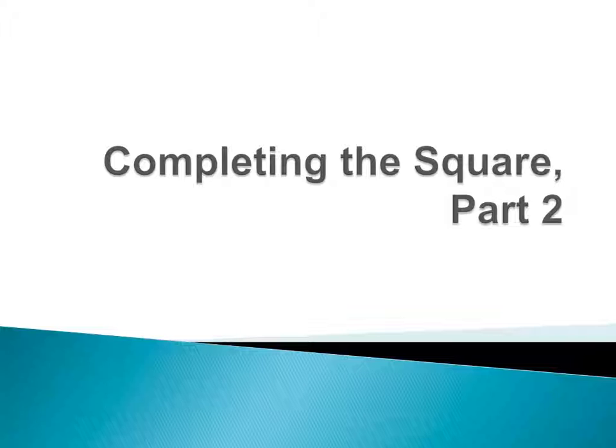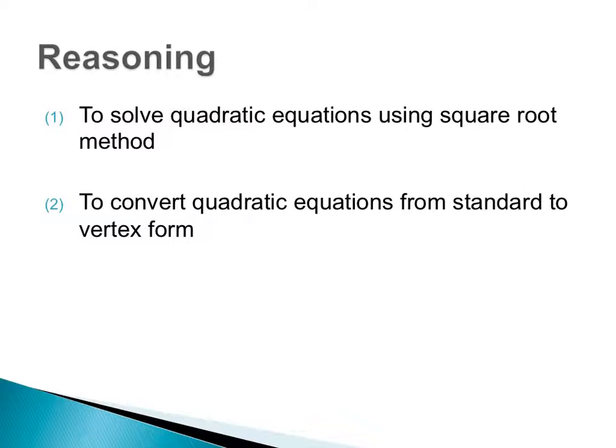Today we are taking the second day of notes on completing the square. So before we do any examples, I again want to look at why we complete the square. Previously, we completed reason number 1. We solved quadratic equations using the square root method. Today we're doing objective 2. We're going to convert quadratic equations from standard form to vertex form, and then we're going to graph.